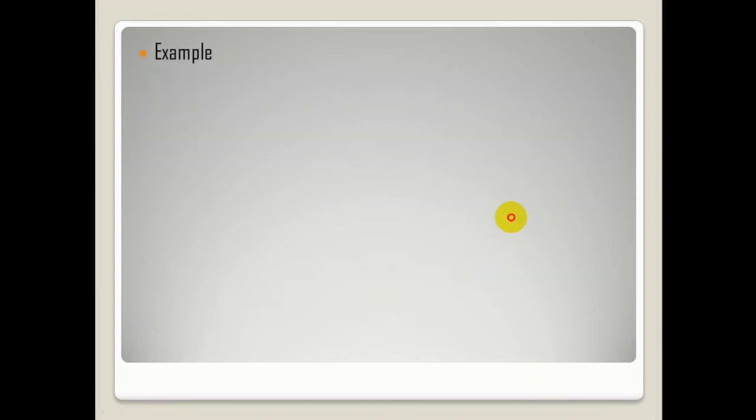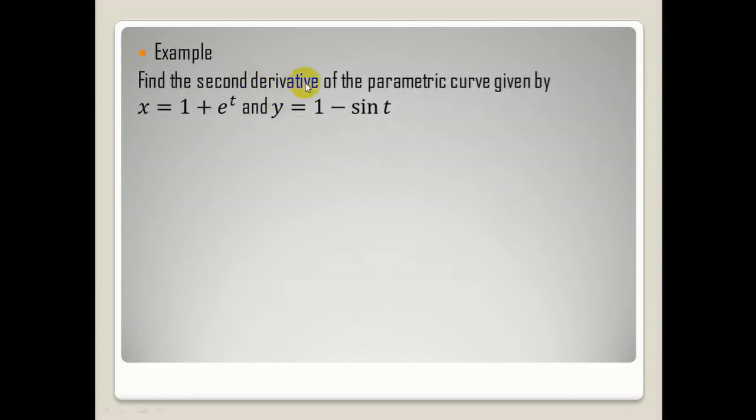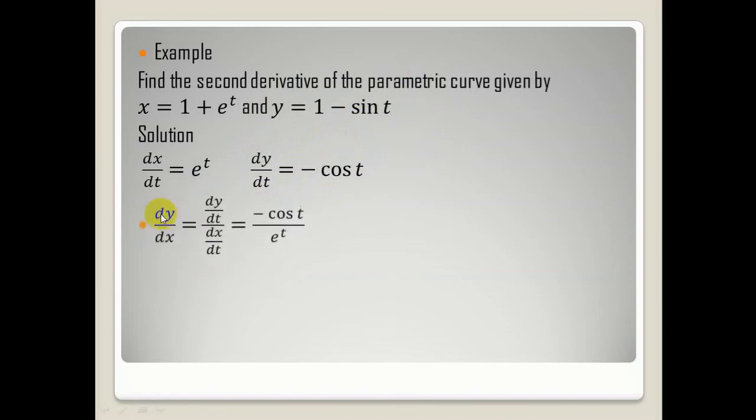Another example. Find the second derivative of a parametric curve given by x equals 1 plus e to the power t and y equals 1 minus sin t. The derivative dx over dt is e to the power t and the derivative dy over dt, the derivative of sine is cos, so minus cos t. So dy over dx is minus cosine t over e to the power t.